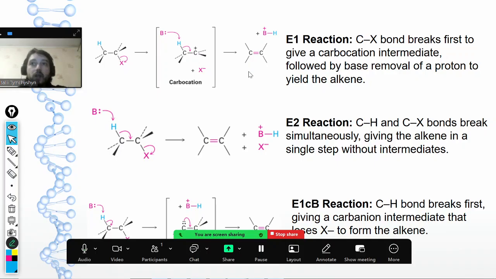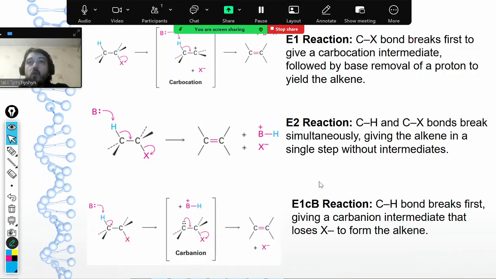So here is the E2 reaction. C-H and C-X bonds break simultaneously. That's why it's E2, because we have two molecules interacting. We are not waiting for some carbocation to be formed. The base grabs a proton, and we get electrons that can be used to form a double bond. On the other hand, this carbon atom now will have too many electrons, so it just gives away its electrons to the X. And this yields once again an alkene.